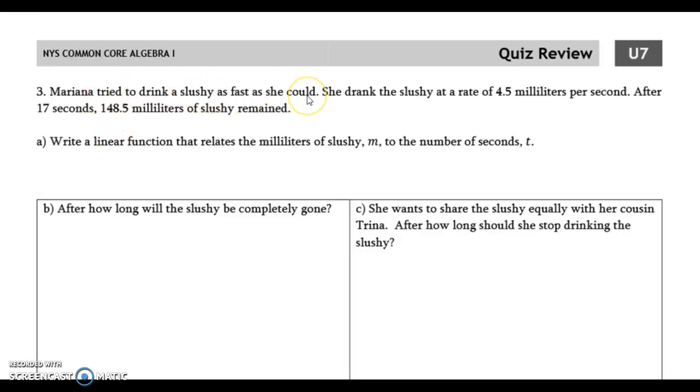Mariana tried to drink a slushie as fast as she could. I believe that's how you spell slushie. She drank it at a rate of 4.5 milliliters per second. After 17 seconds, 148.5 milliliters of slushie remained. So we're first going to try to write the linear function, then figure out after how long it'll be completely gone, and then finally try to share it equally with Trina. Pause the video, try it out, and I will give you the answers in a moment.